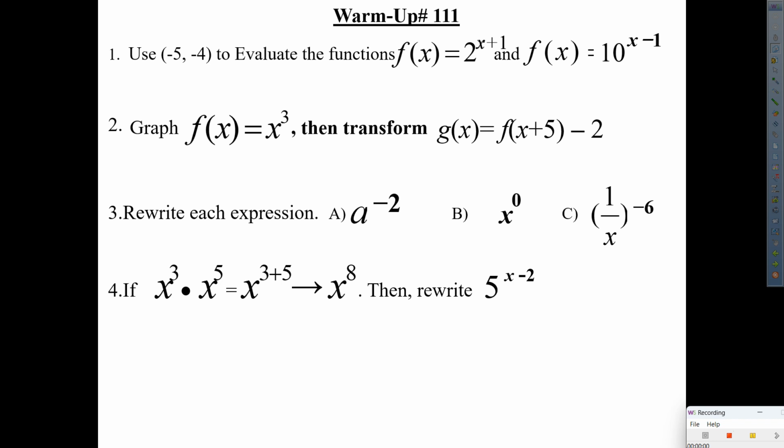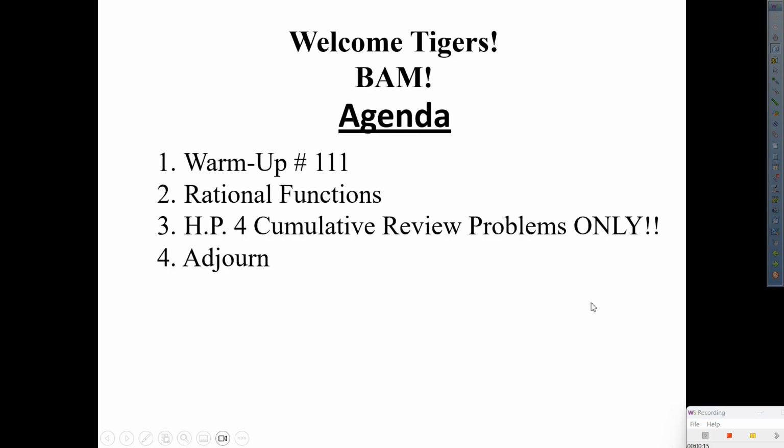Warm-up 111 is done. Thank you for sending that in. Today we're just going to add a couple more things to what we've been doing so far with the graphing before we move on. So copy the agenda, please.